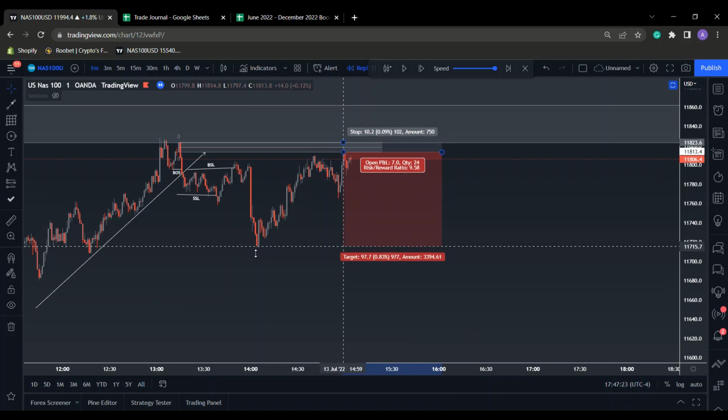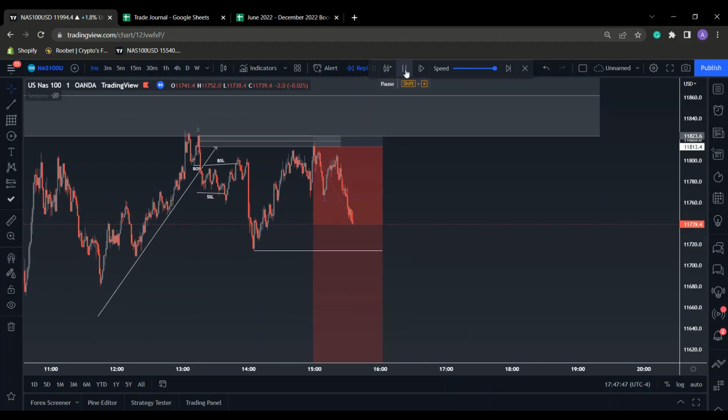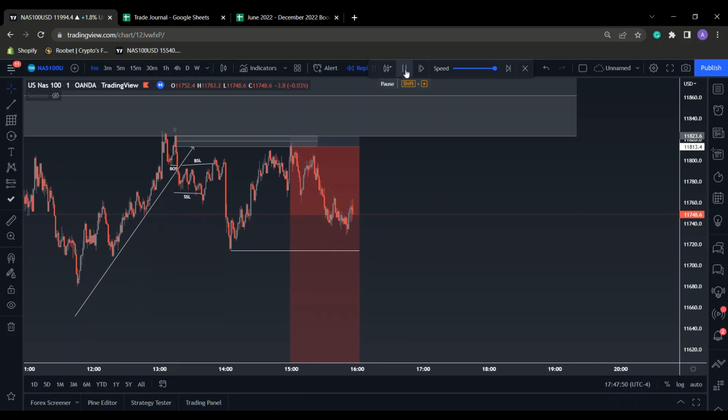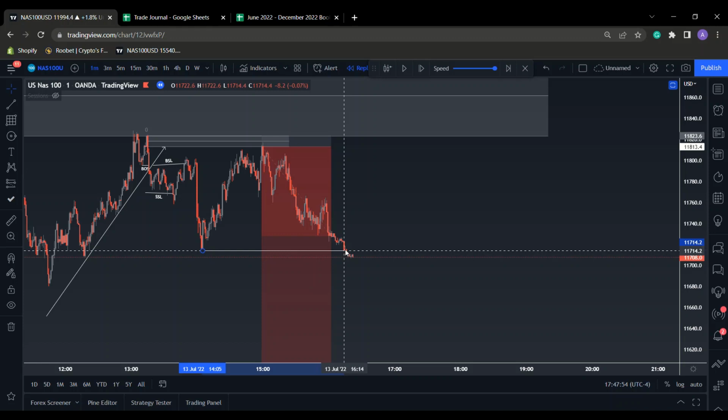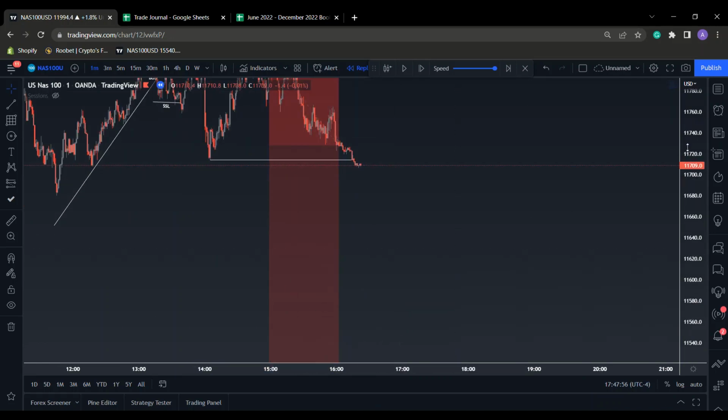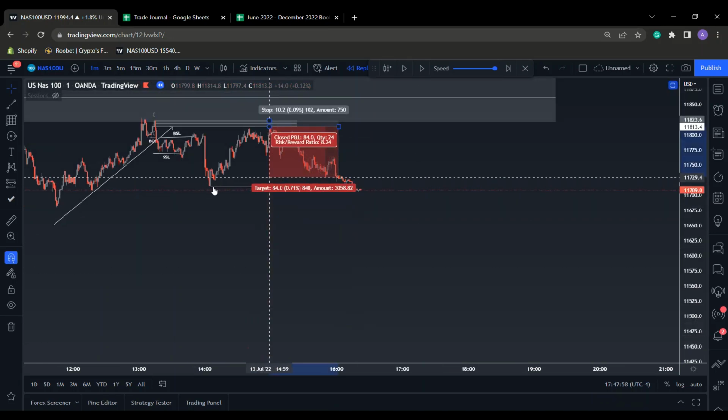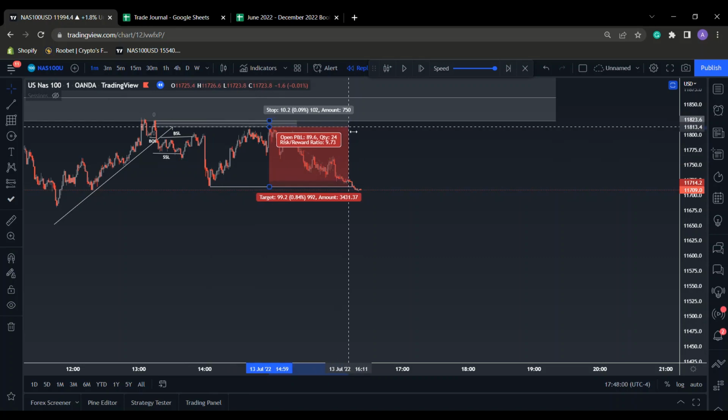You could ride it to here. I rode it to here. Melted. And look what happens. Boom. TP got hit. We're just going to mark this up for now, because that's a far way to go off the 1 minute supply. You don't want to be doing that.